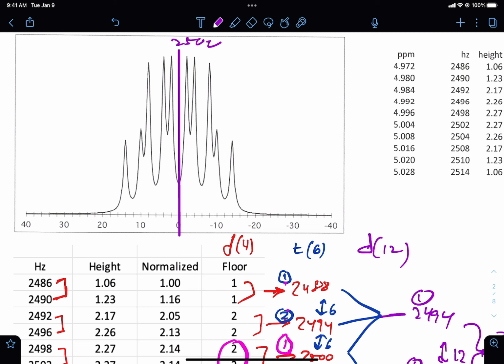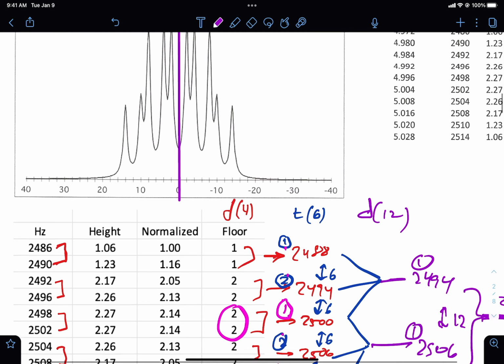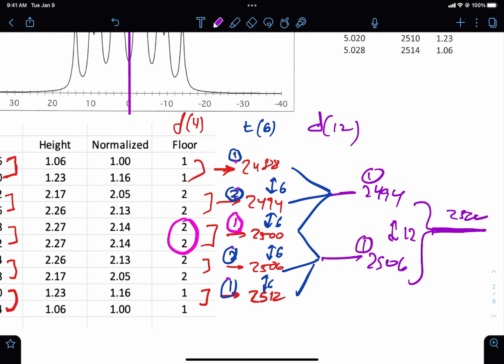And to understand how we get the signal, we take that 2500 hertz center, that one signal at 2500, it's split into a doublet that's separated by 12. Those 2 signals from the doublet are subsequently split into their own triplets. So the 2494 is split into a triplet centered at 2494. The 2506 is split into a triplet centered at 2506. And the separation between those triplets is 6. And it turns out that we get that one peak that's overlapping with both, which is why it shows up as a 2.